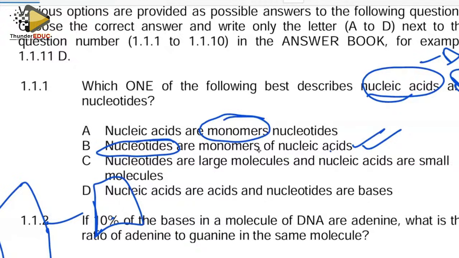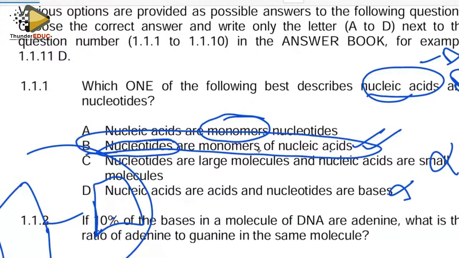Nucleotides are large molecules and nucleic acids are small molecules? No, nucleotides are small molecules because each is one unit. When they combine, they form large molecules, that is DNA and RNA, which we call the nucleic acids. So this one also goes off. Then they're saying that nucleic acids and nucleotides are bases. No. So you see that the best correct answer is this.